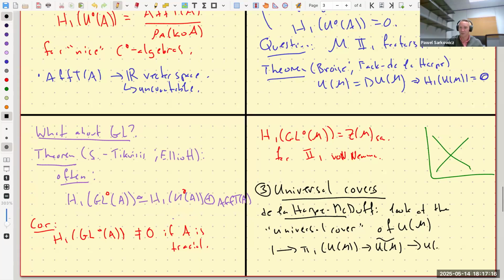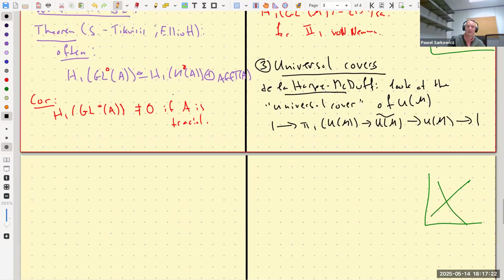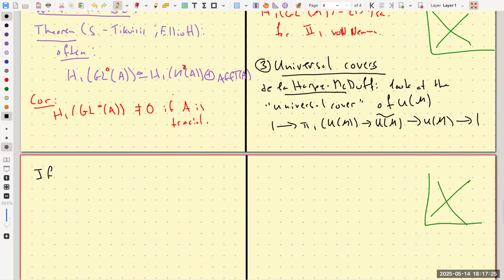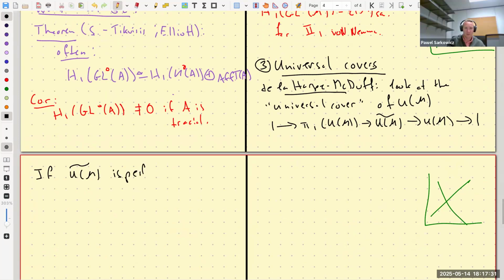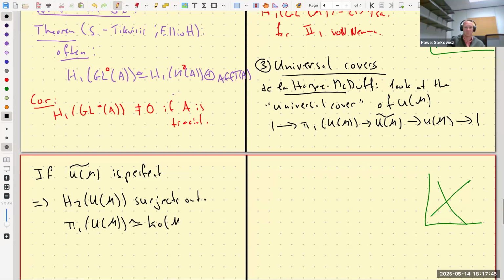So I'll say what the universal cover is. So let's look at the universal cover. And for homological reasons, if this is perfect, this implies H2 of U of M surjects onto pi1 of U of M. And this is actually just the K theory of M, which is the real numbers. So they kind of proposed looking at this universal cover group. But it's kind of a big if.